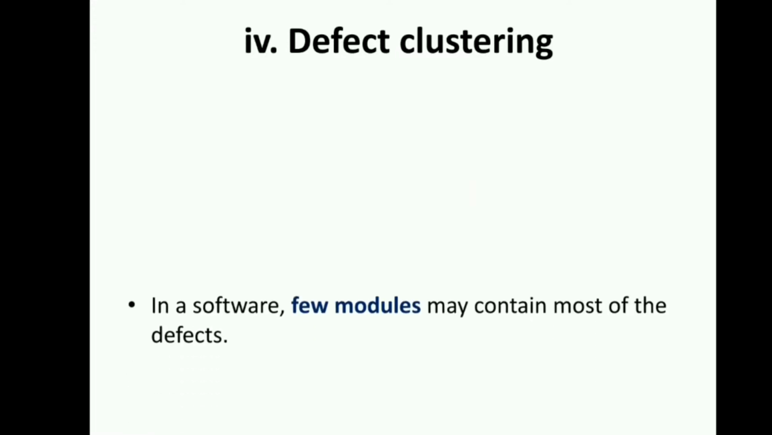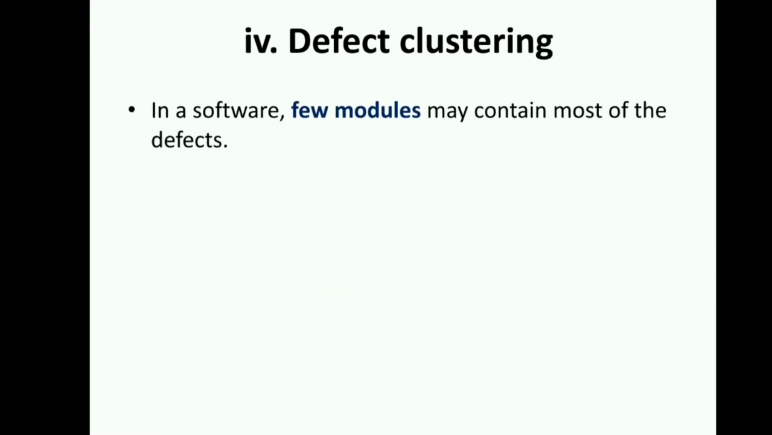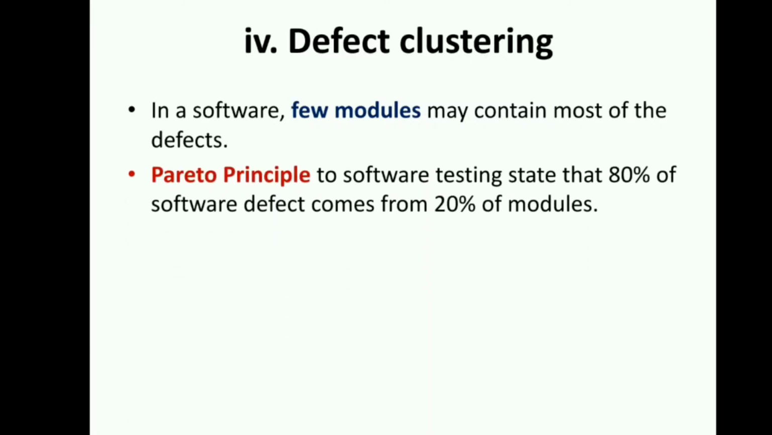Defect clustering. In most of your projects this principle may not be applicable. Defect clustering means that in a software a few modules may contain most of the defects. It is a kind of Pareto principle applied to software testing: 80% of the software defects come from 20% of the modules. That means only 20% of modules have all these 80% defects, and the remaining 80% will have only 20% of defects. So it is not applicable for all projects. That is what I told you at the initial phase, that software testing principles may not be applicable in all projects.